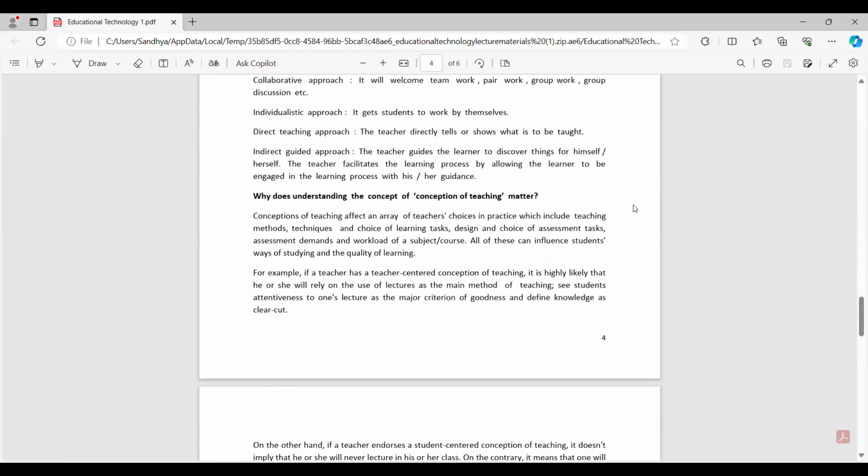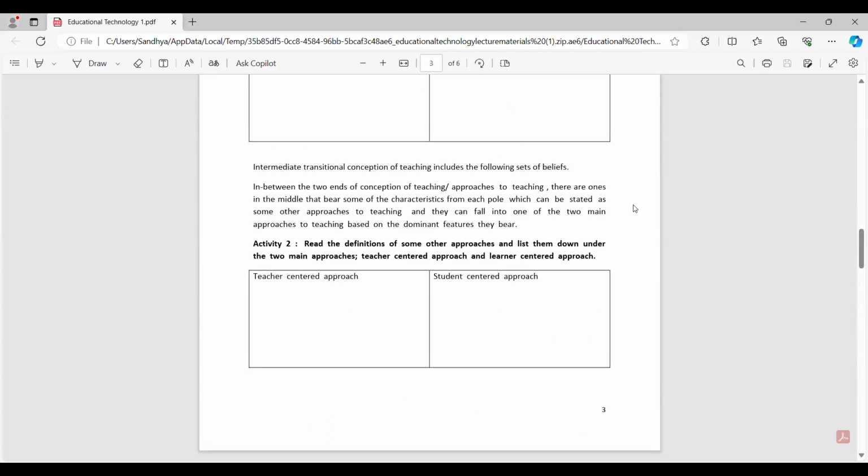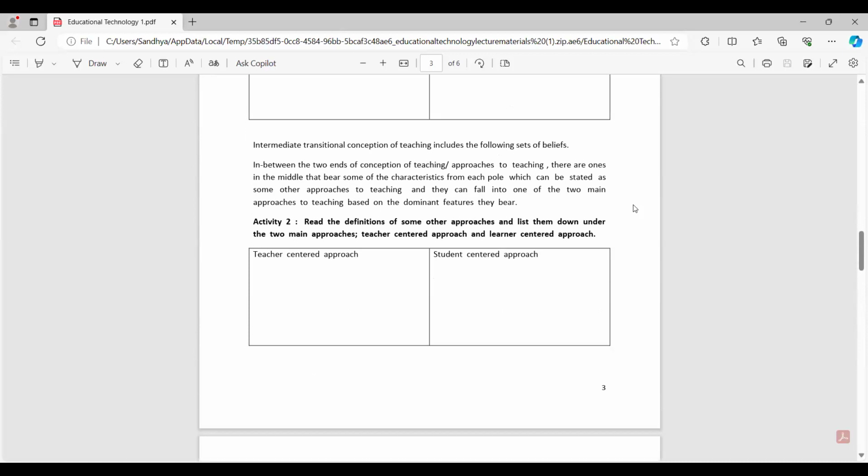Now, before coming to that, what criteria makes you decide whether you're going teacher-centered or student-centered? Before coming to that, I have a small activity. Here, read the definitions of some other approaches. One extreme, you have teacher-centered approach. The other end of the continuum, you have the student-centered approach. In between, there are some other approaches. They actually basically go with either teacher-centered or student-centered. So you know some characteristics of teacher-centered and student-centered, and you can tell whether they are more into teacher-centered or student-centered. The first one.